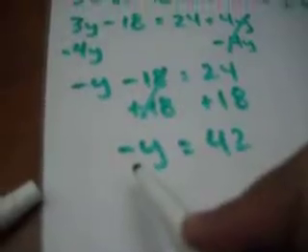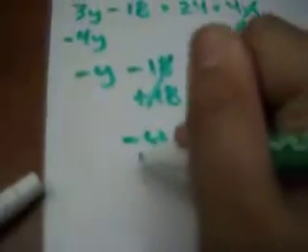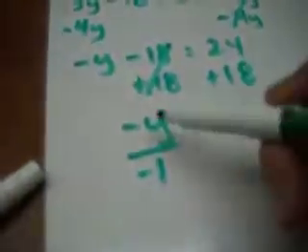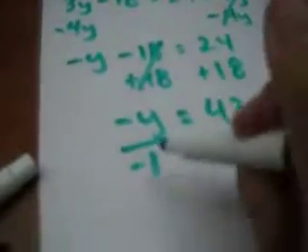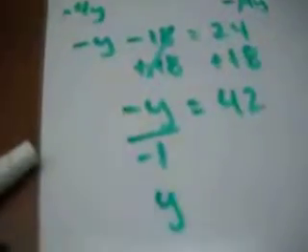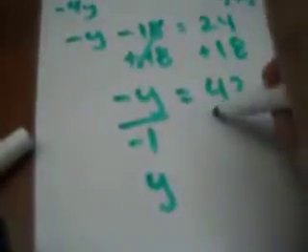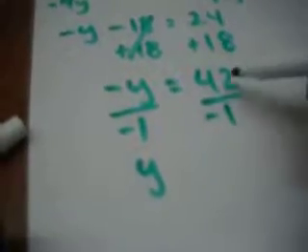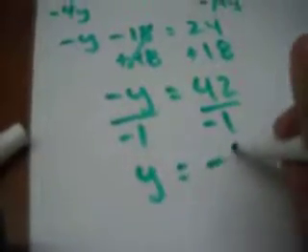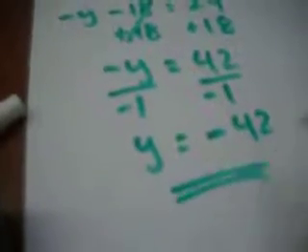Now I'm not done because there's still a negative there. So I'm going to divide by negative 1 because a negative and a negative becomes a positive. And that now cancels out my negative, and so I'm just left with y. What you do to one side, you must do to the other side. So I'm going to divide by negative 1 there. 42 divided by negative 1, well, that's negative 42. And there's my answer.